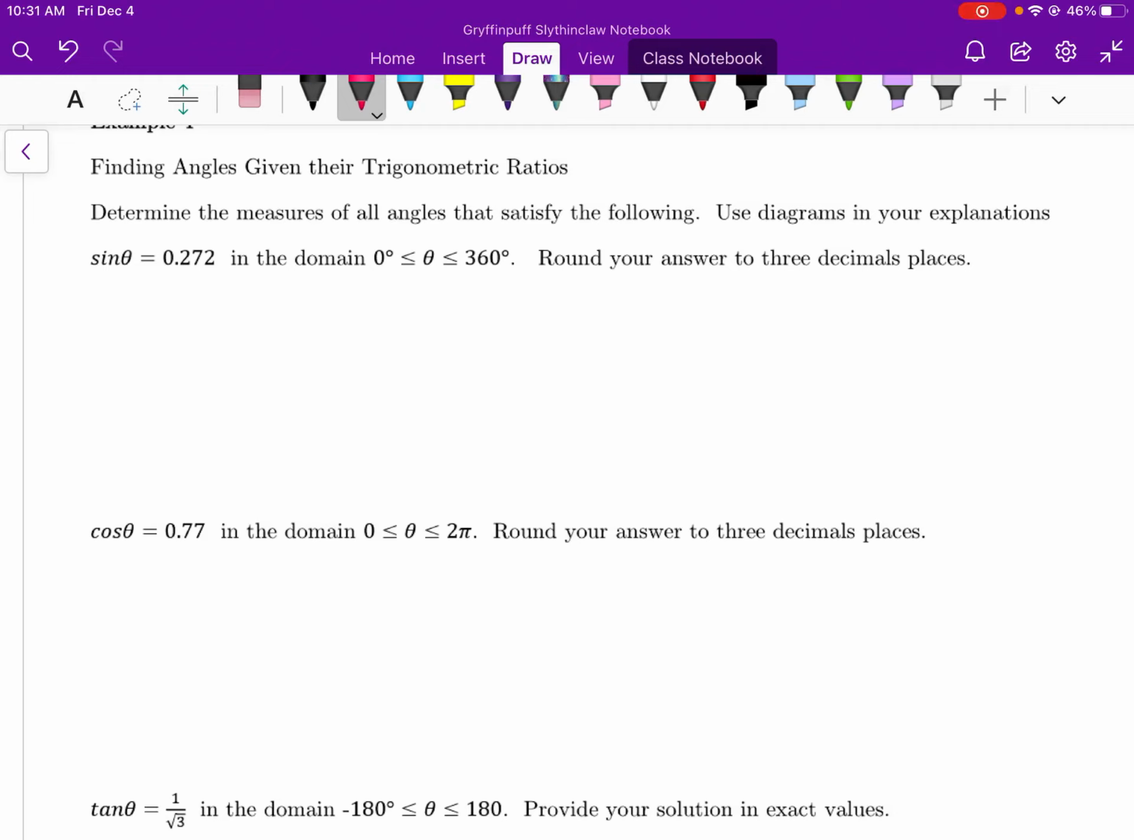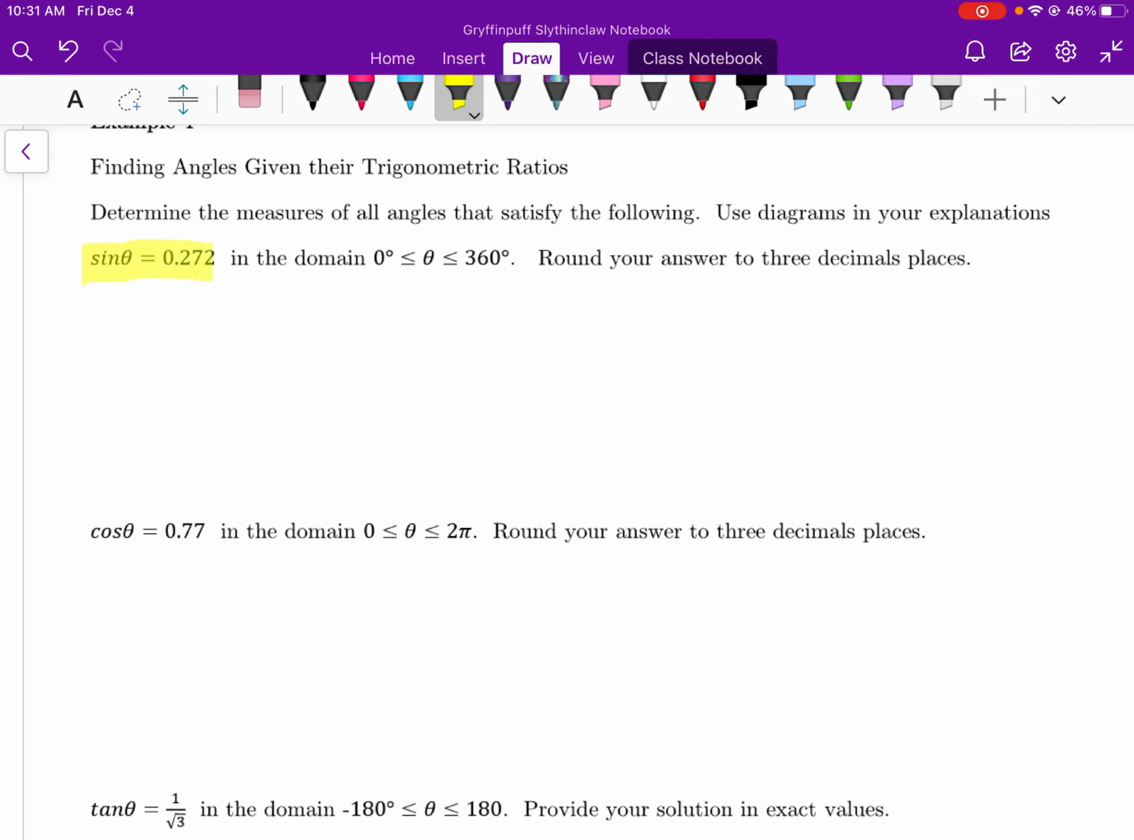So for sure we're increasing in difficulty. Let's move on to the next example. We're going to be finding angles given their trigonometric ratios. We're going to determine all angles that satisfy the following. Use our diagrams for explanation.